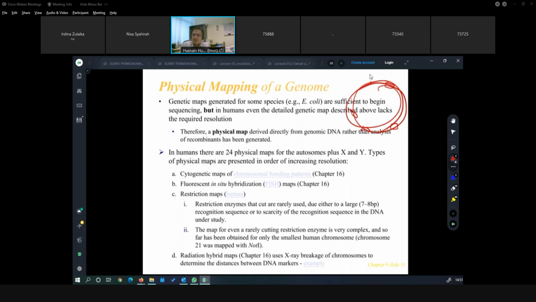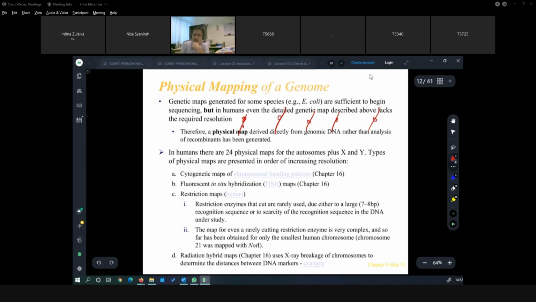So you have the study of the E. coli genome. But for human, it is rather difficult because the human genome is very big. The genome size of human is very big. Because you have 24 chromosomes in the human genome, even if you have a marker, it's not enough. 24 chromosomes is quite a lot.